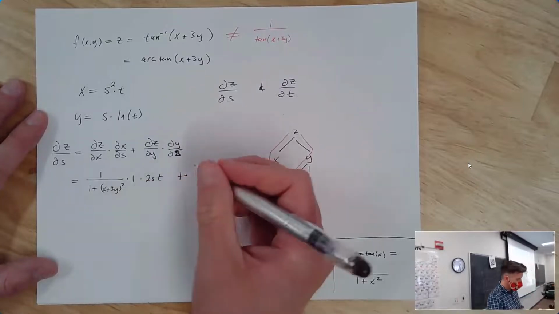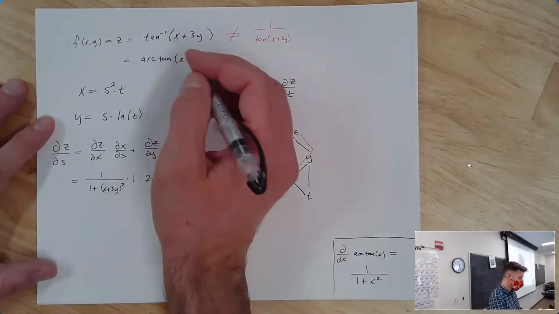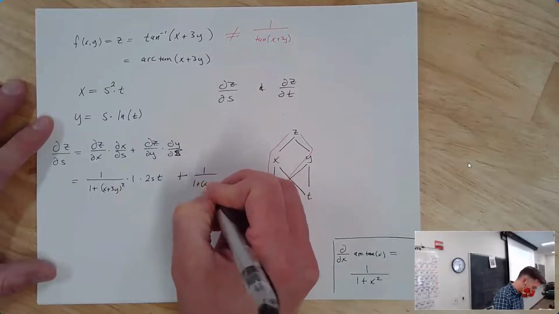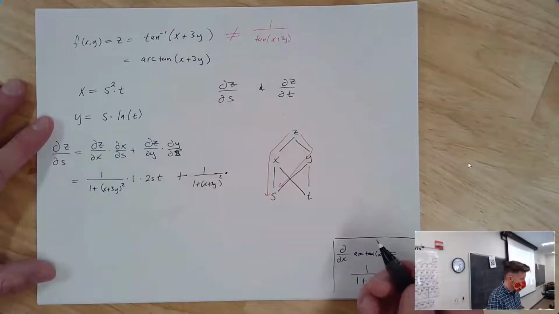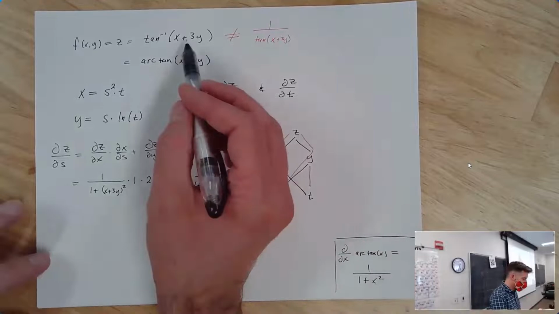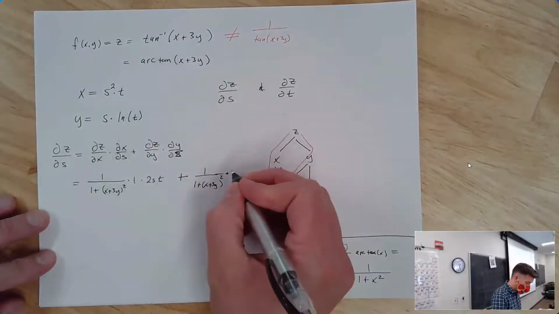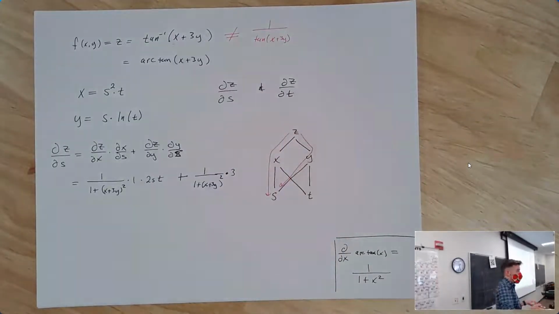Plus, then we'll do it for y. So del z del y is going to be, again, the derivative of the arctangents and stuff is 1 over 1 plus the stuff squared. But now everybody should be able to tell me what am I going to multiply by this time instead of 1. Why did I multiply by 1 last time? Because it was the derivative of x plus 3y. Thank you. Yeah, I'm going to multiply by 3 because it's the derivative of x plus 3y with respect to y instead of with respect to x.